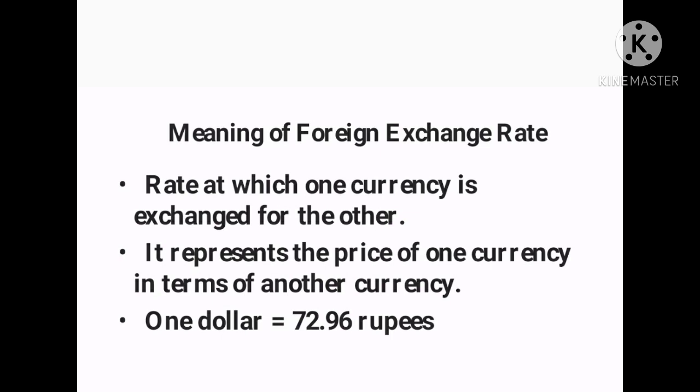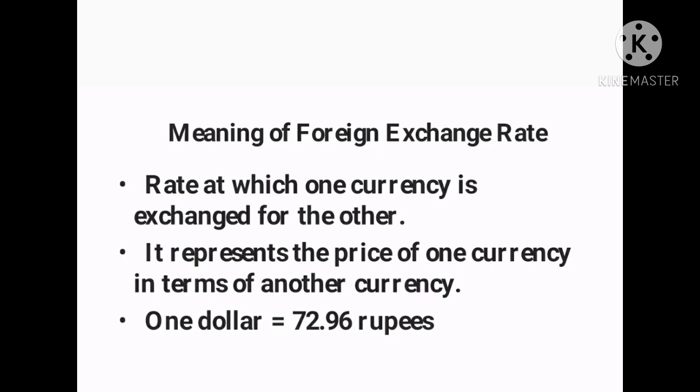Rate at which one currency is exchanged for the other. It represents the price of one currency in terms of another currency. All the countries have their own currency, so it creates problems to give and receive payments. So there occurs the need for foreign exchange rates. Every country wants their payments in their own currency.